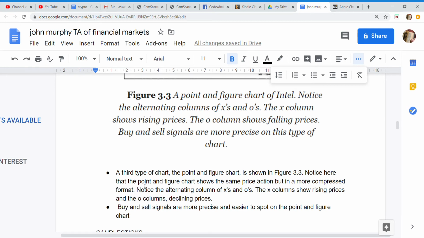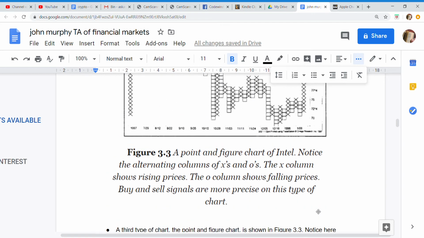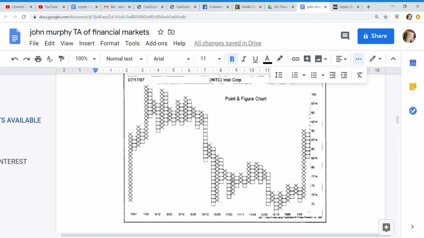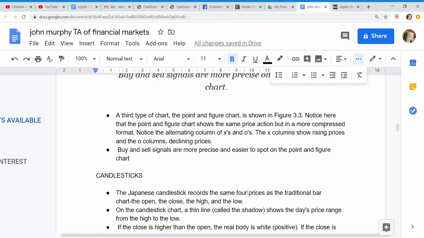Notice here that the point and figure chart shows the same price action but in a more compressed format. Notice the alternating columns of X's and O's. The X column shows rising prices and the O column shows declining prices. Buy and sell signals are more precise and easier to spot in this chart. So the X represents rising prices and these blocks represent falling prices. So this is a point and figure chart.